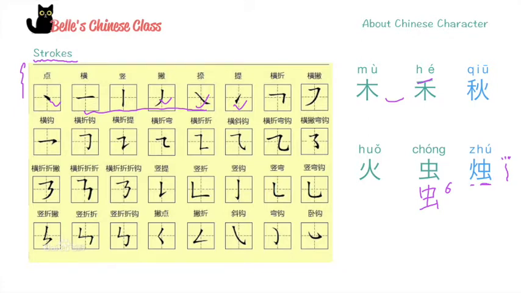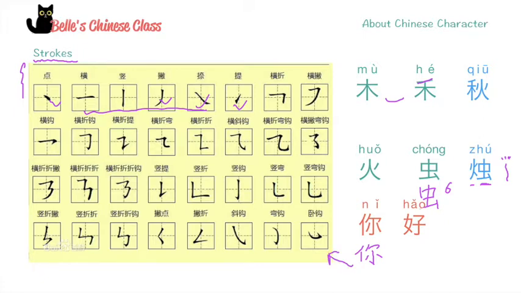Let's look at some more complicated characters that we learned before. In previous lessons, we learned hello, which is ni hao. The character ni is composed by 7 strokes. This one, this one, this one, this one, this one, this one, and this one. You can match all of the strokes to the list on the left.